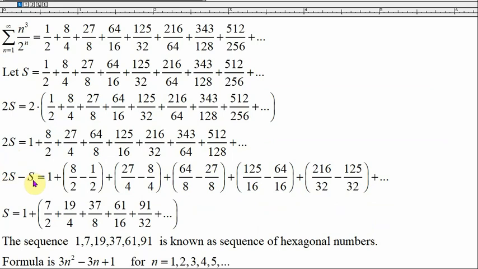2S minus S, so it would be this sum minus this sum. We get 1, 8/2 minus 1/2, 27 over 4 minus 8 over 4, 64 over 8 minus 27 over 8, and so on.